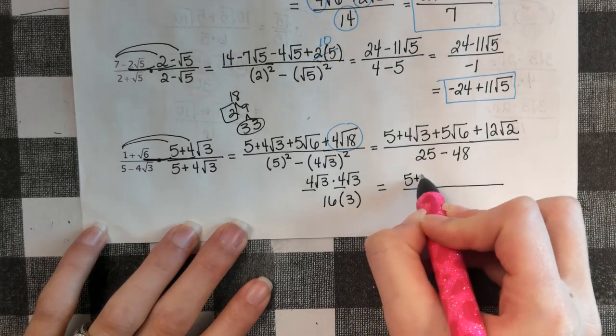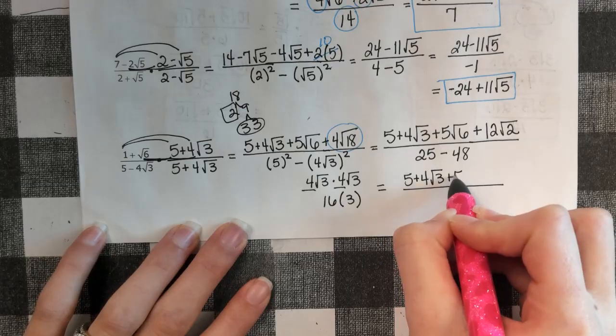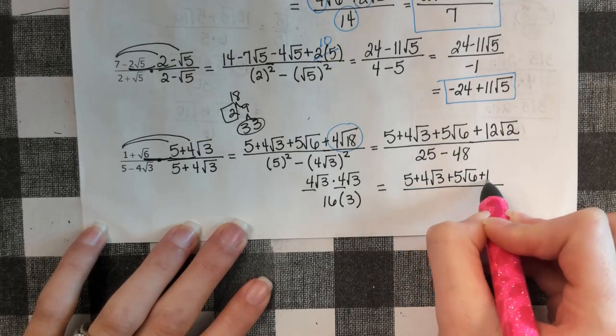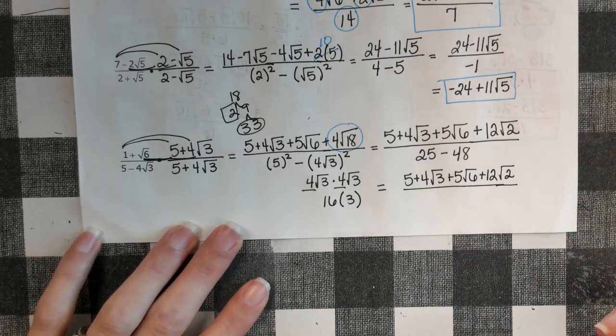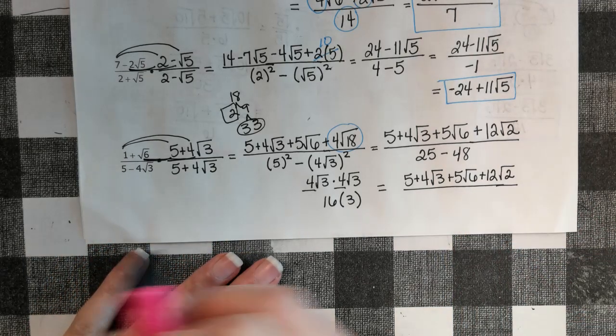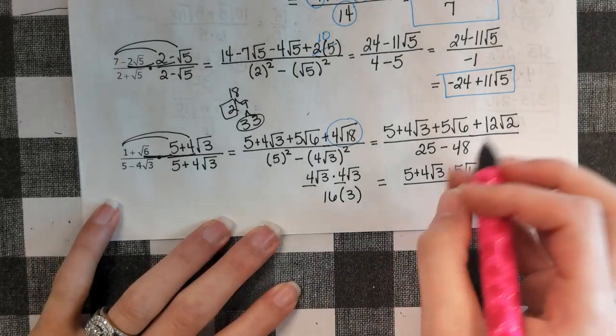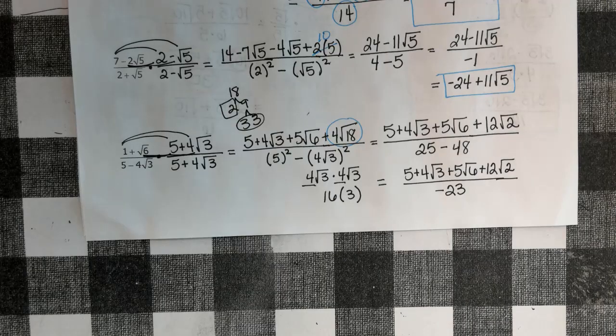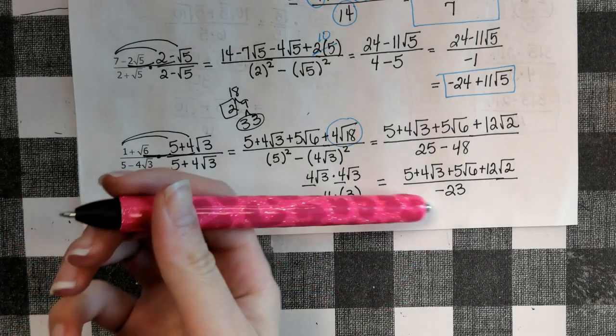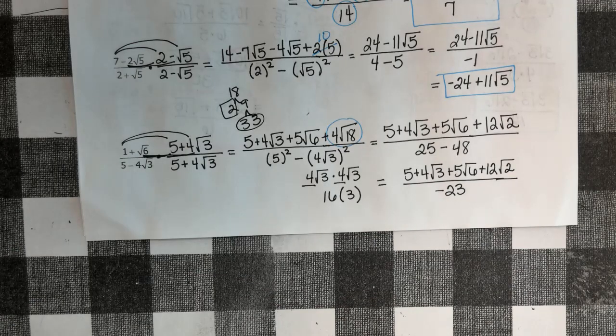So 5 plus 4 square root of 3 plus 5 square root of 6 plus 12 square root of 2. And what's 25 minus 48? Negative 23. Can I simplify this? No. Number wise, no. But if I left it like this, I'm going to get a point off. What's wrong with it? The negative in the denominator.